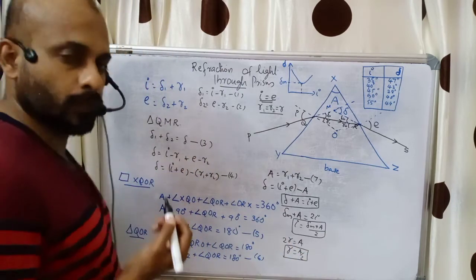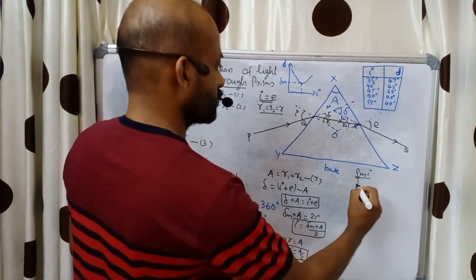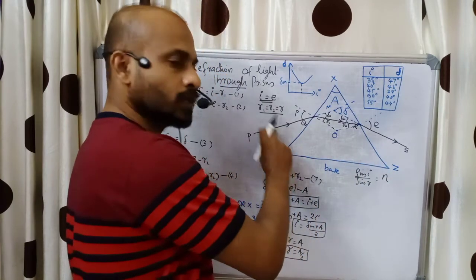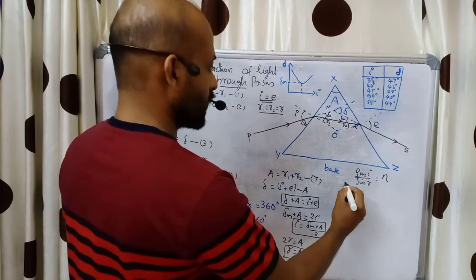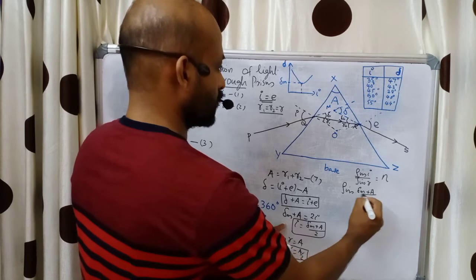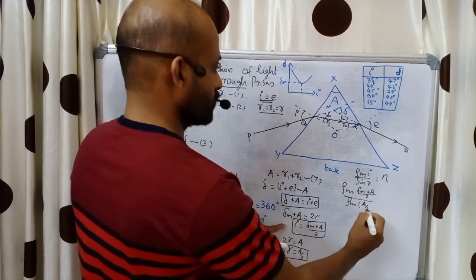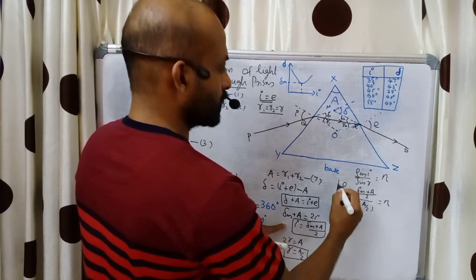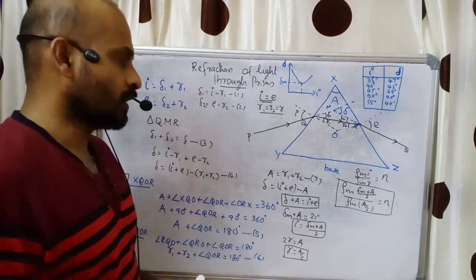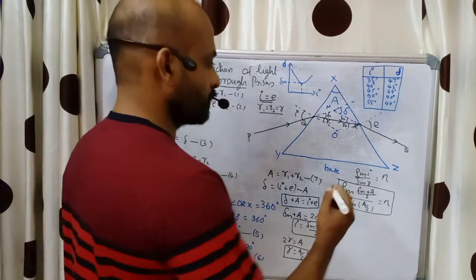Snell's law is familiar to us. In Snell's law, sin i by sin r is equal to what? The refractive index of this glass prism with respect to the surroundings. So substituting here, sin of (delta m plus A) by 2, divided by sin of A by 2, is equal to n. This is a famous equation known as the prism formula. The prism formula relates the refractive index, the angle of minimum deviation, and the angle of the prism.